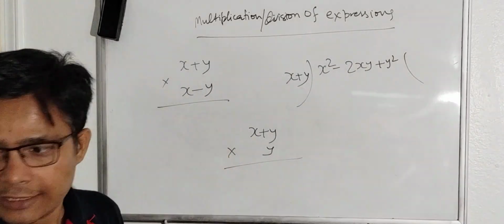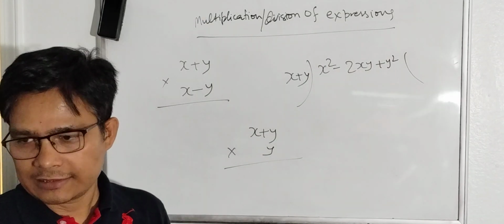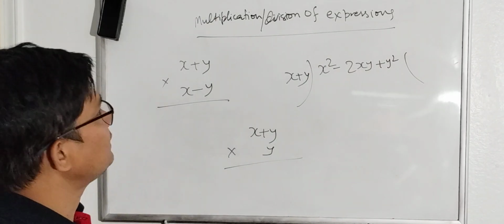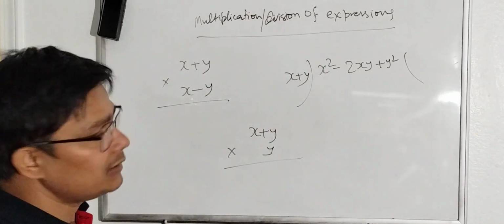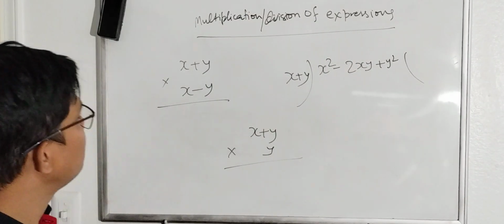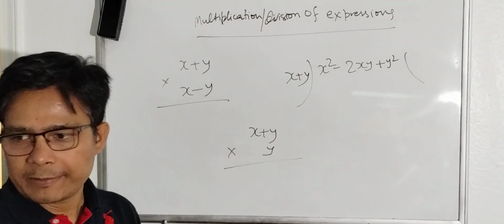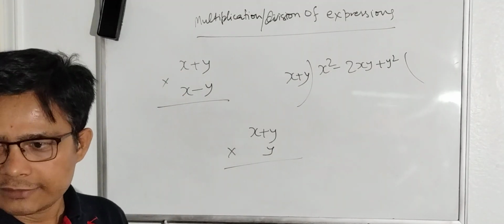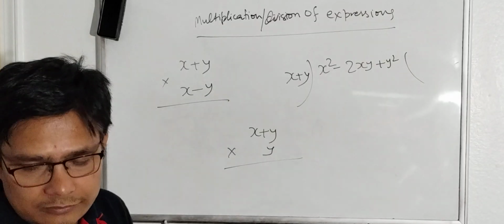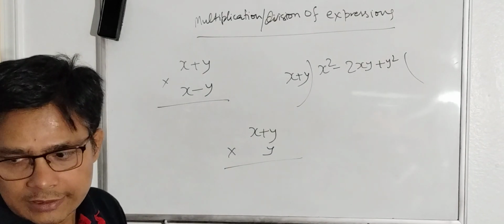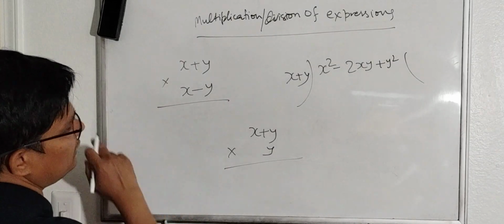Okay, so last time we learned how to add and subtract expressions. This time we are going to learn how to multiply or divide two expressions. Let's say you have expression one. A mathematical expression can have constants, variables, or any combination of constants and variables.